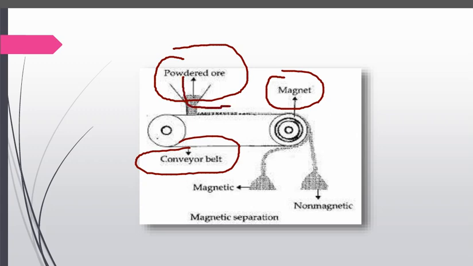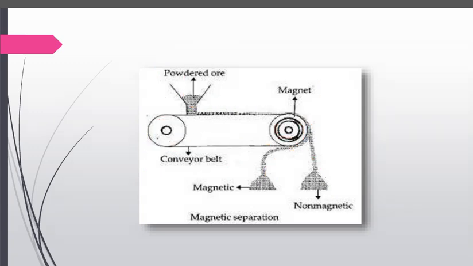From this side it is going to this side. This is the magnet, this side. So magnetic stuff will be here. This is non-magnetic stuff because this is not magnet, and magnetic stuff will be here because this is magnet. So this is magnetic separation, and this is the conveyor belt. From this belt, the powder ore is going from one side to the other. This is a very simple thing, and you have studied this in your earlier classes. So that is an example of magnetic separation.